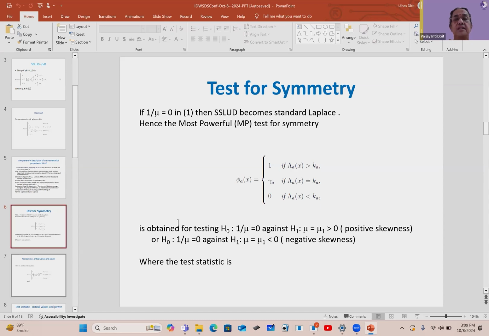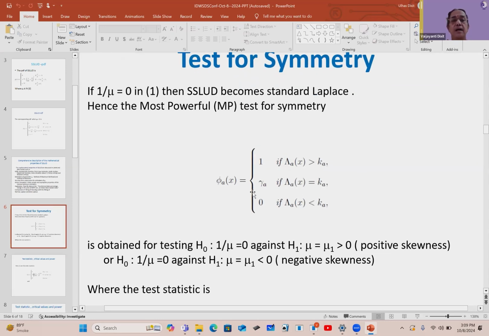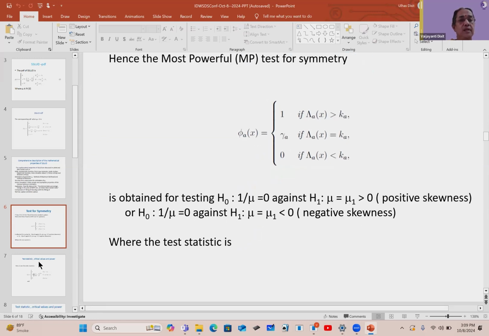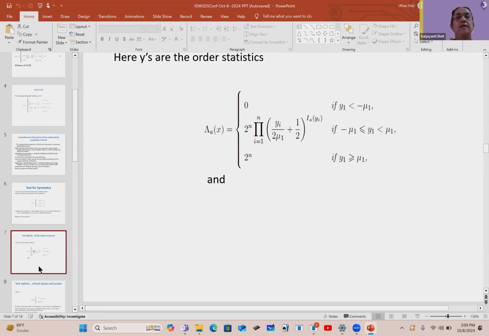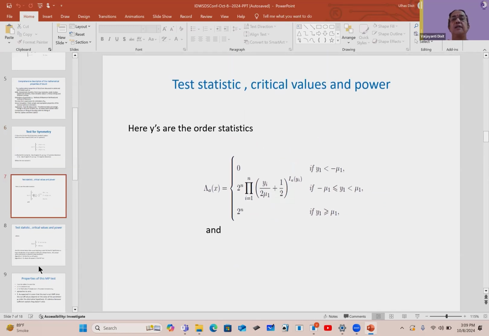As usual, this is the general format, phi(x), shown here. This is the test, and it is a most powerful level alpha test for H0: 1 by mu equal to 0 against mu equal to mu1. If mu1 is positive, then it is positive skewness; if mu1 is less than 0, then it is negative skewness, where the test statistic is as follows. The test statistic, critical values and power are studied as follows.